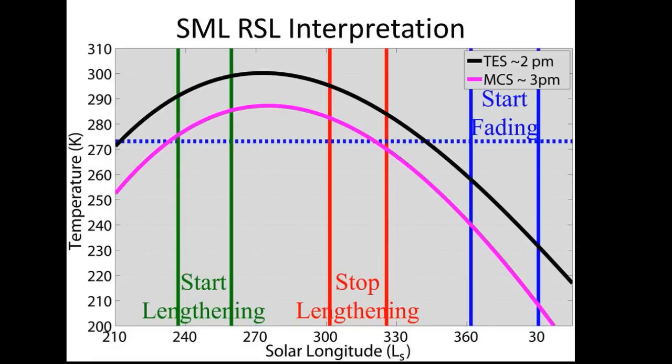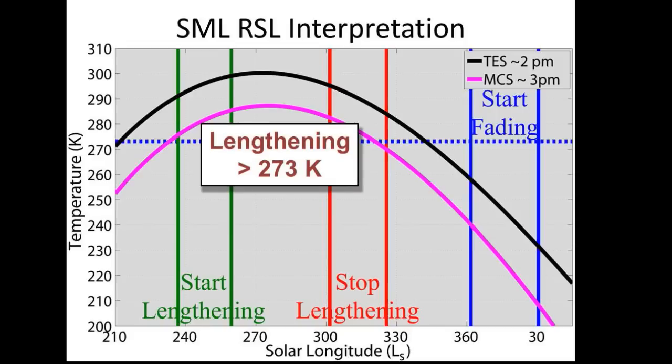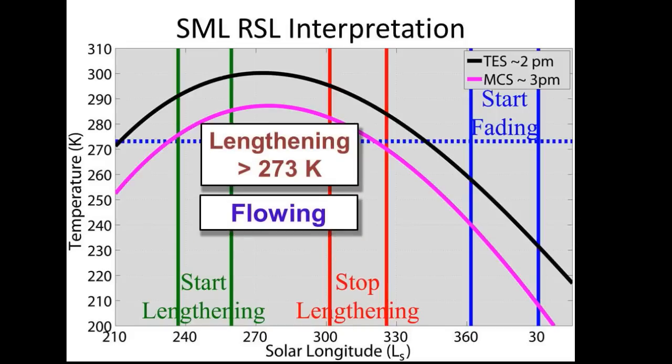If we just take the two fits that we have for TES and MCS, you can see how symmetrical this is, where they start and stop lengthening. We're always getting lengthening above 273 K. We think this is actually flowing water. It's actually liquid here, and then it freezes out, and then eventually fades away.